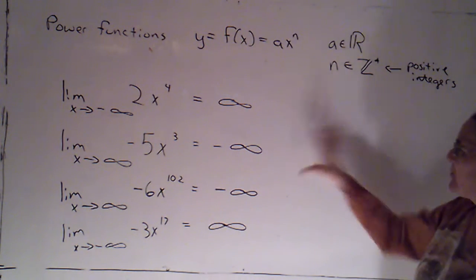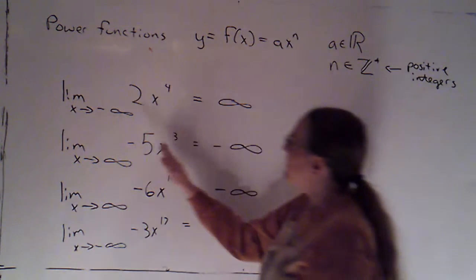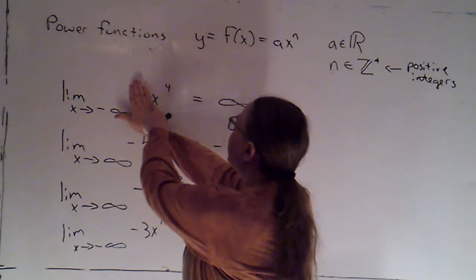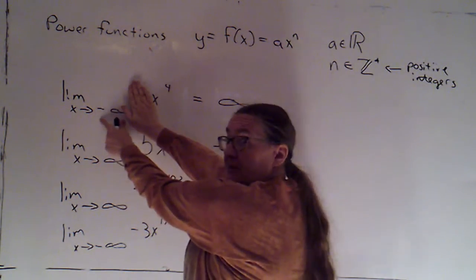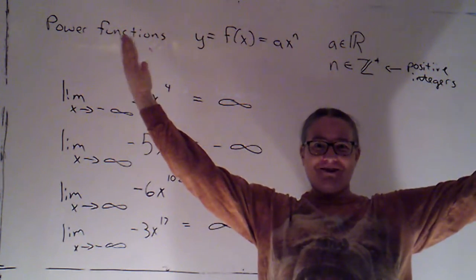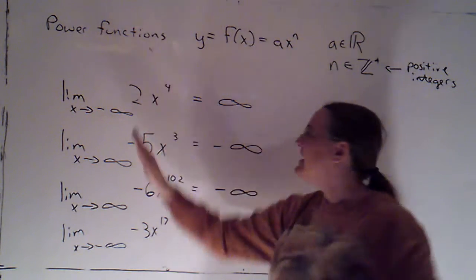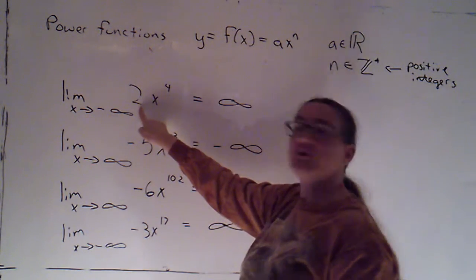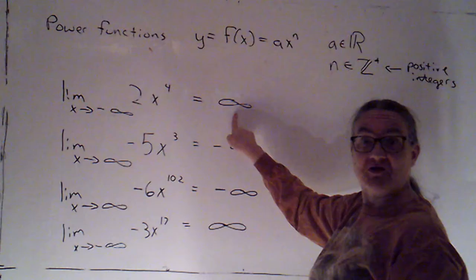For those of you who want to work through this together, here I would say, okay, we're looking at x to the 4th. So it really doesn't matter whether I'm going to infinity or negative infinity. Even power functions go to infinity on both sides. So that's going to infinity. Multiplying by a positive number doesn't change that.